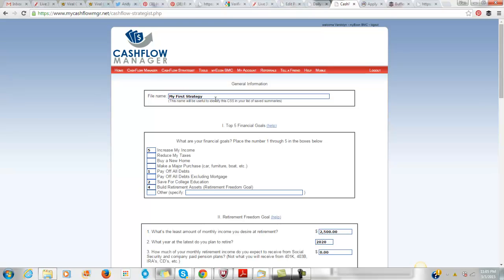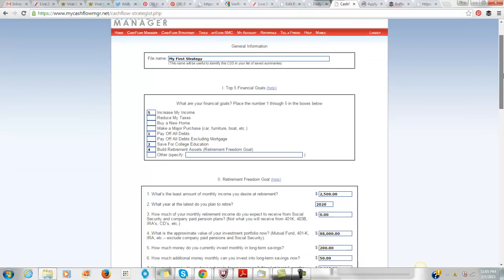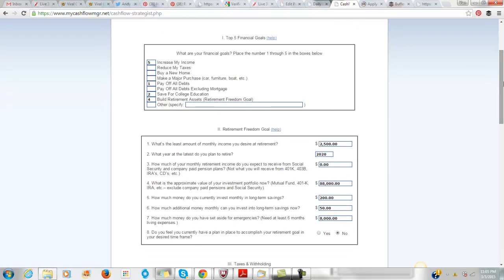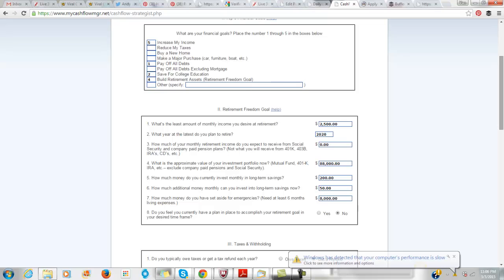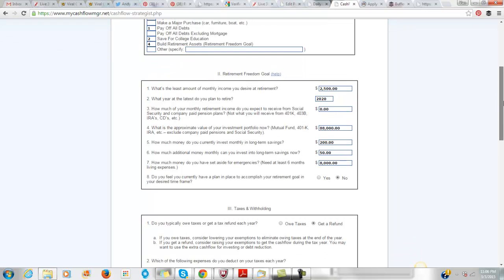So, this here is a program that allows you to plug in your numbers. You saw that I hit the A, which is where you plug the numbers in. This is where you're going to process your information. So we're down here on part two, retirement freedom goal. So we go through the steps and the questions here.